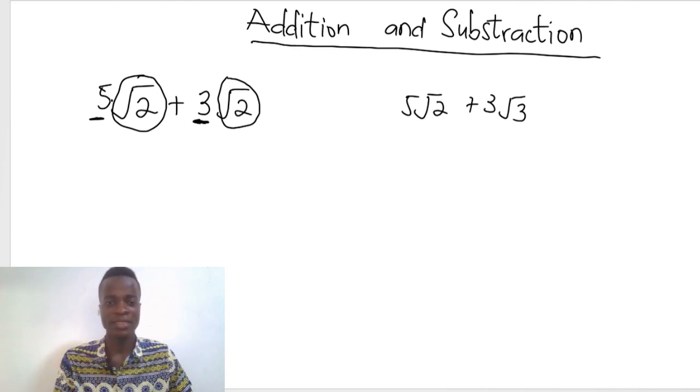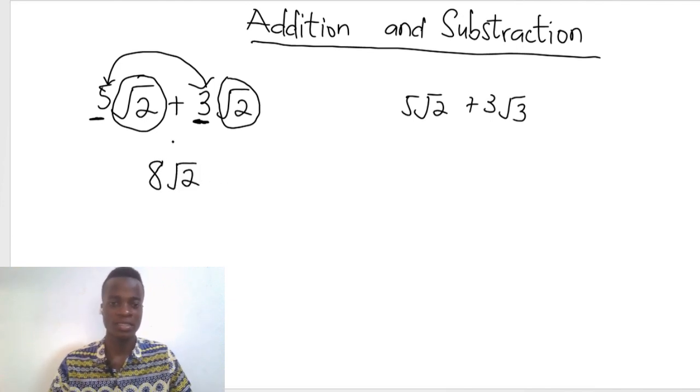It means that if they are the same, then these two can interact because their square roots are the same. So you just say 5 plus 3, which gives us 8. And then you just bring back one of those roots that are the same. So this is the answer for this. Yeah, this addition was possible.